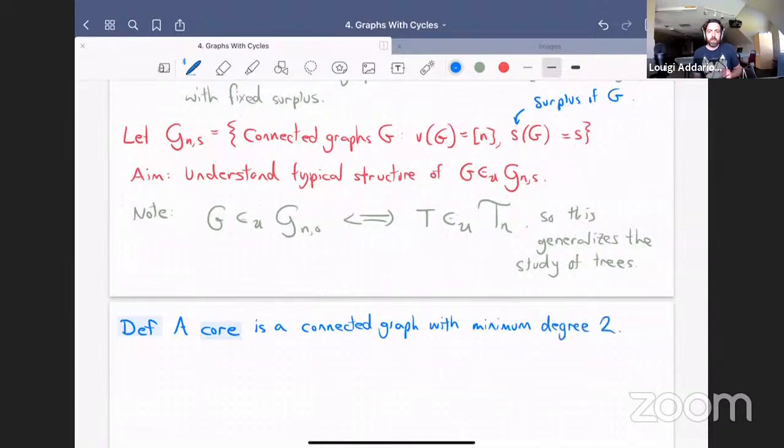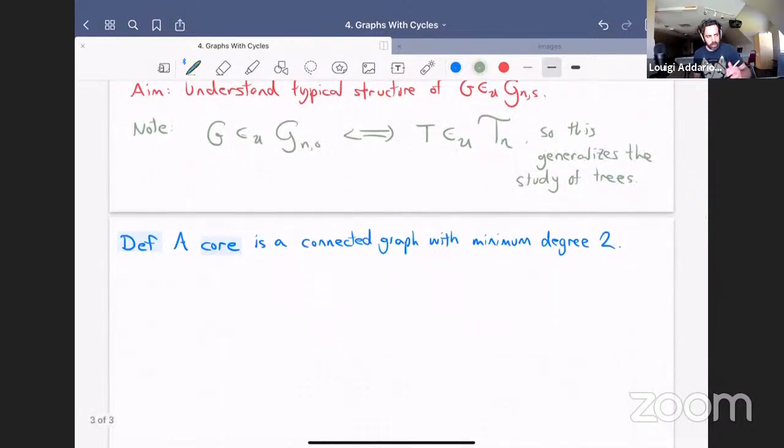A fundamental property of trees is that every tree has a leaf, or every tree has a vertex of degree 1. And so a core is unlike trees in that way. Okay, so that's what a core is. And now if we're given a connected graph, we can also talk about the core of a graph.